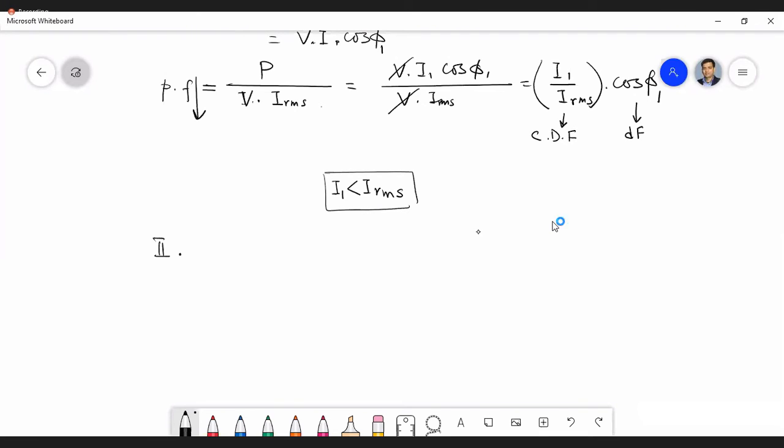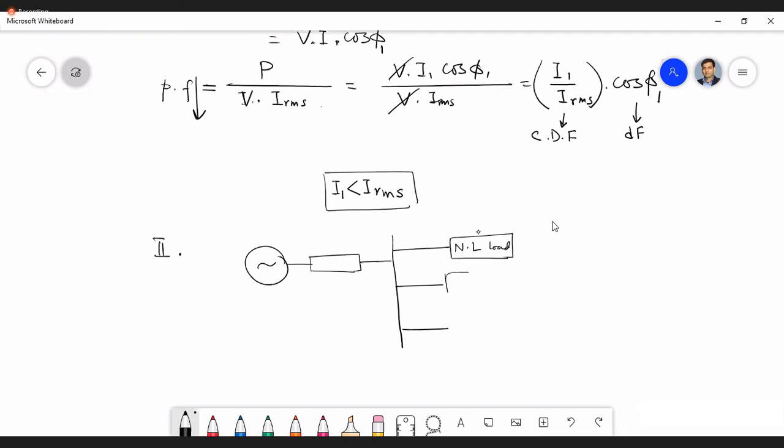So why like that? Because suppose you have a source and there are many loads connected with this. So here you have, suppose, a non-linear load, another non-linear load, or it can also be a linear load.